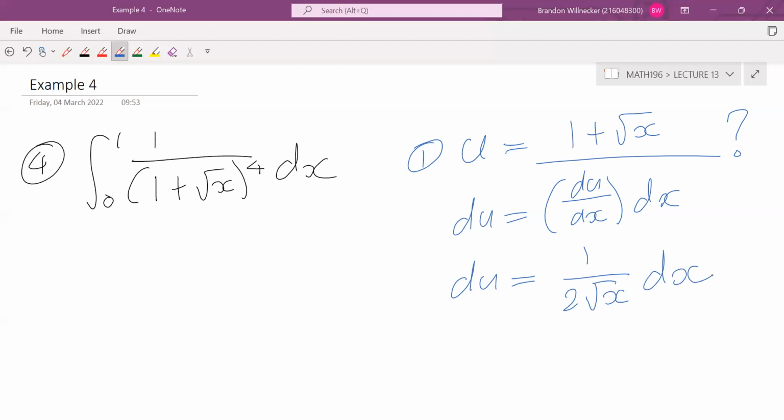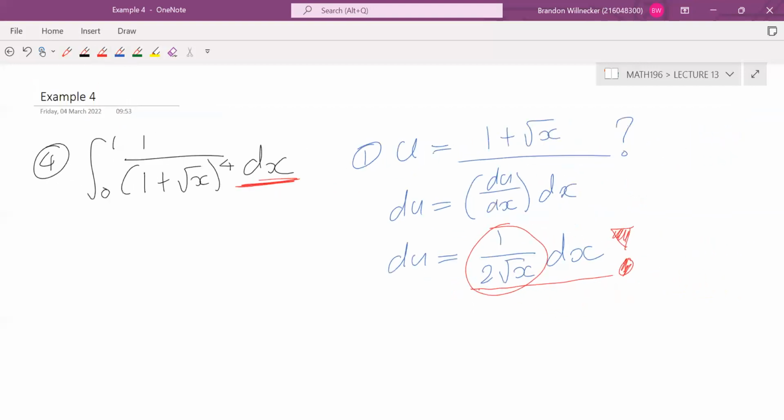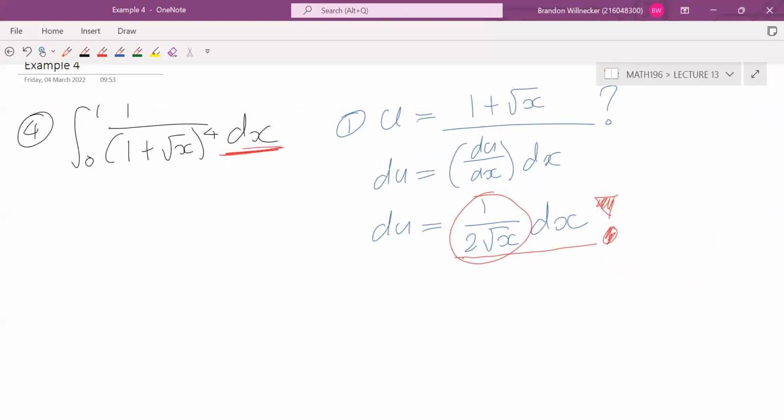Okay, but we've got a little bit of a problem here. Put a little exclamation mark. We've got a problem here because in the question, we only have dx. But here we've got 1 over 2 root x dx. We've got this extra bit in front. So we need to take that over to the other side. Okay, but you'll see there's a little bit of an issue with that. So let's take it across first. So we're going to have 2 root x du is equal to dx.